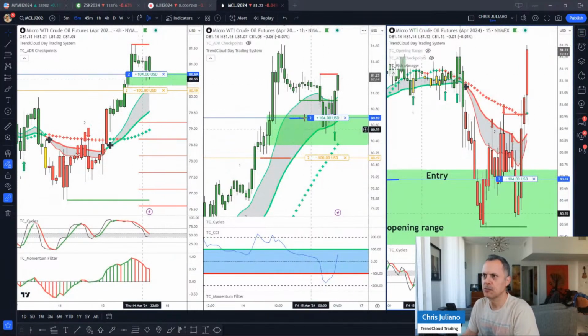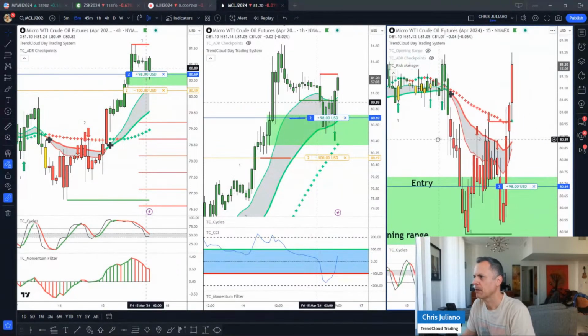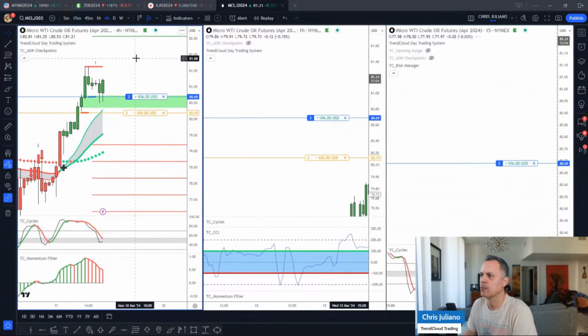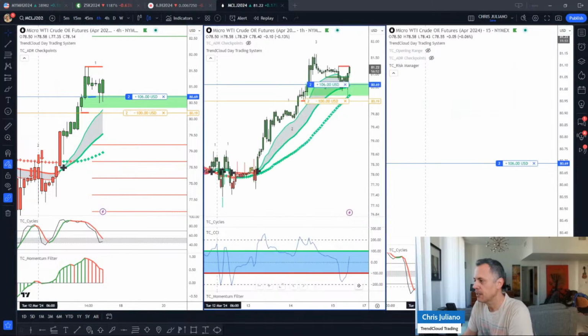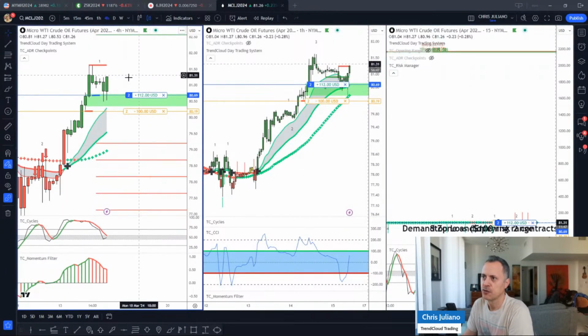Okay, so let's go over this crude oil trade that we're in right now. On the 4-hour chart, we are in an uptrend. Very strong uptrend, and we are early in this uptrend. Very early in the uptrend on that 4-hour chart. Trend cloud is green, candles are green.